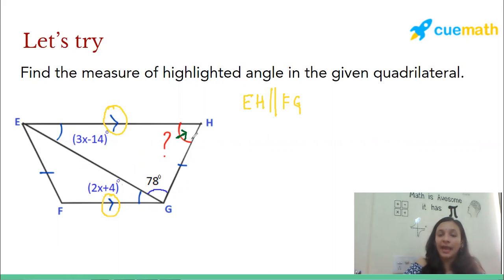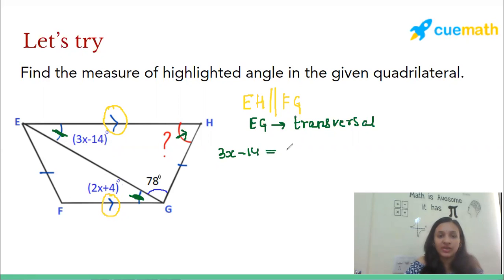Here comes the knowledge of parallels and transversals, which comes in the very basic topic where we start geometry with lines and angles. If you know parallels and transversals, you would be able to answer this question. So EH and FG are parallel to each other, and EG is acting as a transversal. The alternate interior angles are always equal in measure. So this angle here and this angle here are equal in measure, so we can equate them: 3x - 14 = 2x + 4. You would get 3x - 2x = 14 + 4, which gives x = 18.